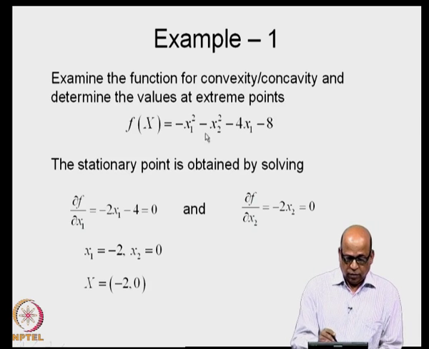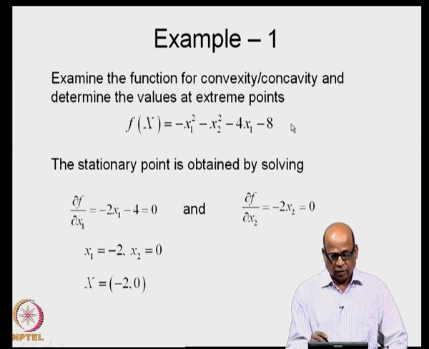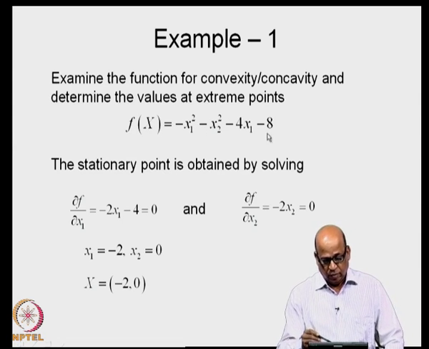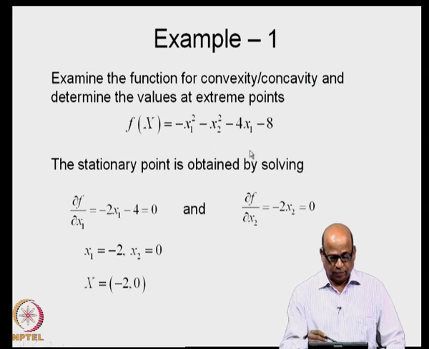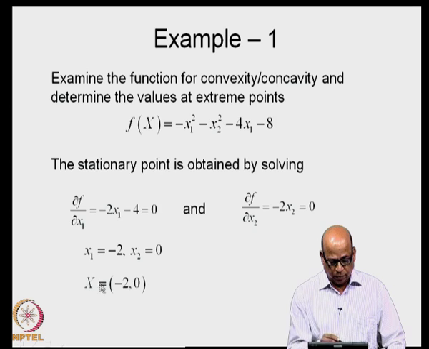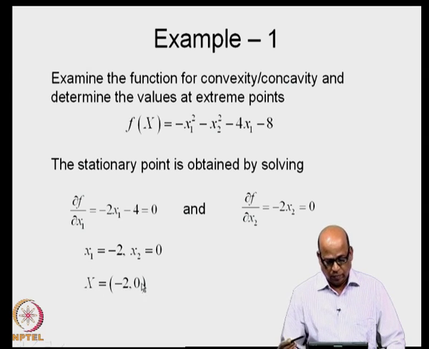So, we look at the function f(x) = minus x1 square minus x2 square minus 4 x1 minus 8. We will look first at the stationary point. So, we take the first derivatives, d f by d x1 and d f by d x2, and get solutions for x1 and x2. x1 and x2 turn out to be minus 2 and 0. So, x, which is the stationary point, is minus 2, 0. There is only one solution here.